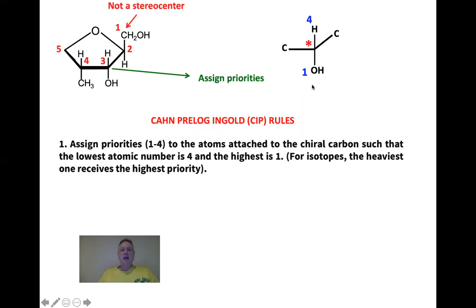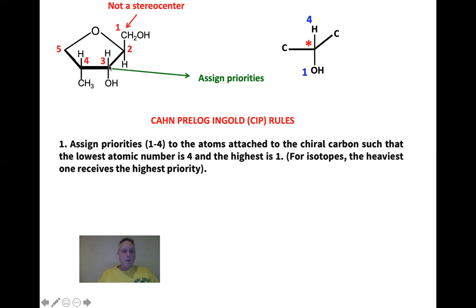That the atoms attached to the chiral carbon should be assigned number 1, that is the largest, number 4 is the smallest. So our number 1 is oxygen and our 4 is hydrogen. That is pretty easy to follow, but 2 and 3 are more tricky. So what can we do? We have to go into overtime and extend out.